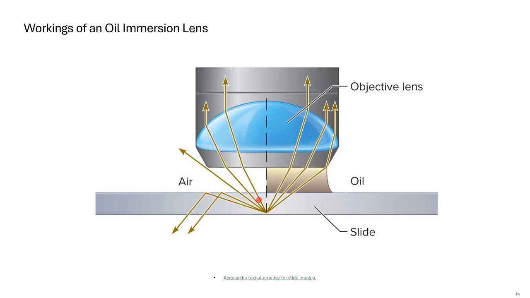It's actually so close to the slide that you can scrape or crack or damage your 100x lens if we don't have this oil present. So it's doing two things. It's protecting the objective lens, and it's hopefully adding to the resolution of that image.